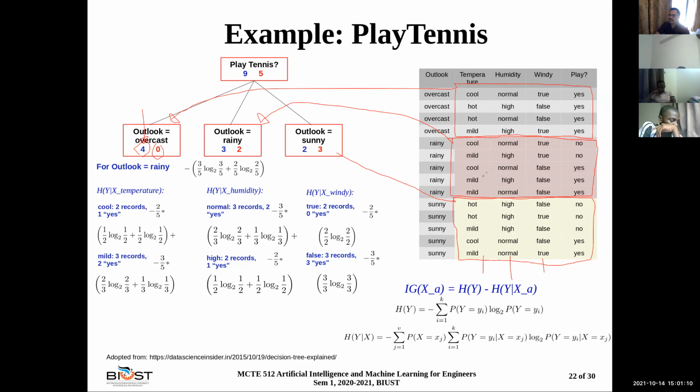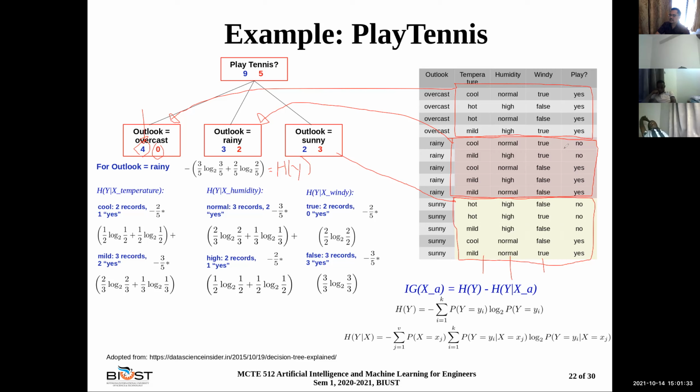When you consider rainy, the absolute entropy of the rainy is 3 yeses and 2 nos. So 3/5 log 2 of 3/5 plus 2/5 log 2 of 2/5. This is now your absolute entropy, H of Y. Okay. So now you consider temperature.